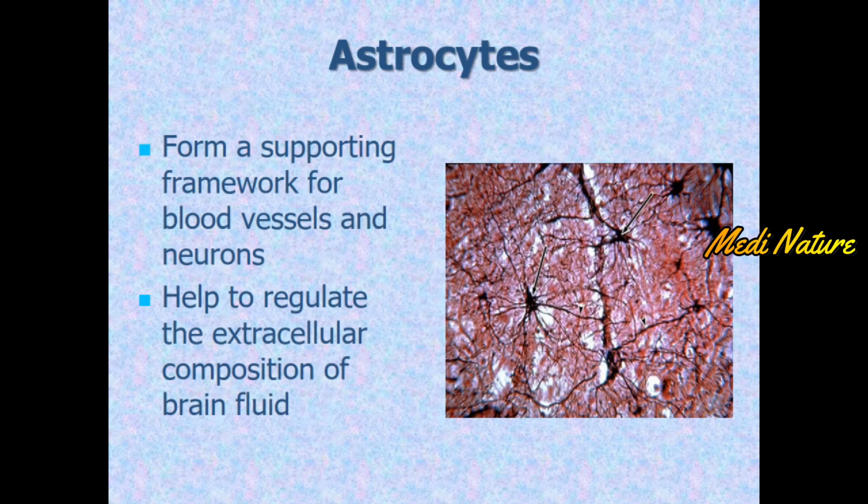In this way, astrocytes form a supportive framework for blood vessels and neurons of the brain, and they also help to regulate the extracellular composition of brain fluid. This is a real picture of astrocytes.